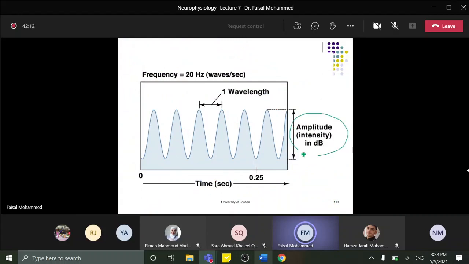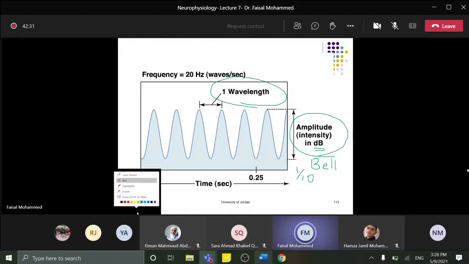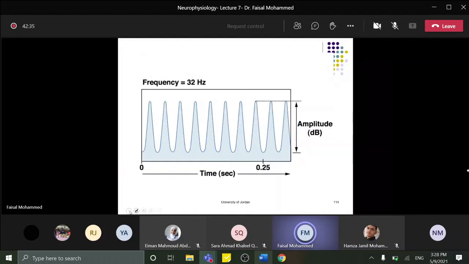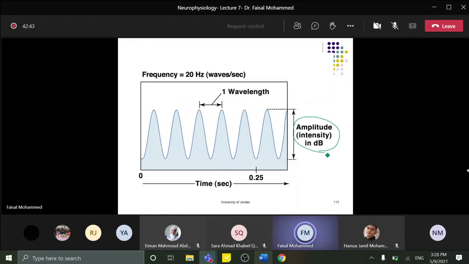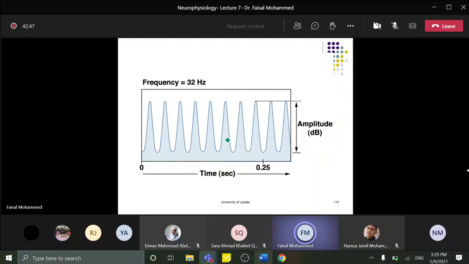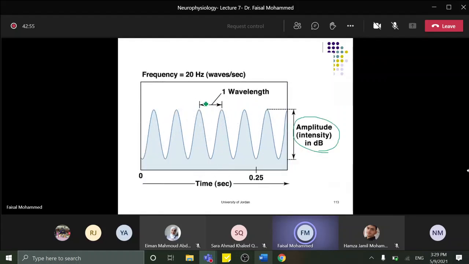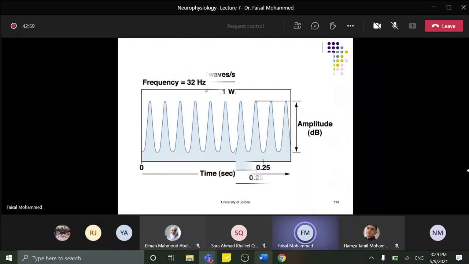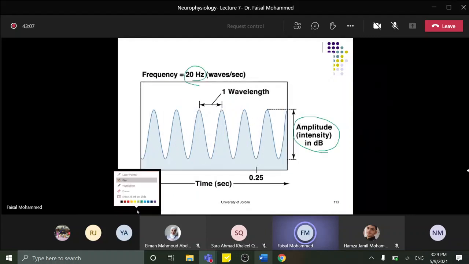This is the amplitude, which we said we measure in decibels. Decibel means one tenth of a bel. And this is the frequency, measured in hertz. Here the intensity is the same as you see, but the frequencies are different. The high frequency is different from the first frequency, but the amplitude is the same. This is 20 hertz and this is 32 hertz, although the amplitude is the same. So they have the same intensity but different frequencies.